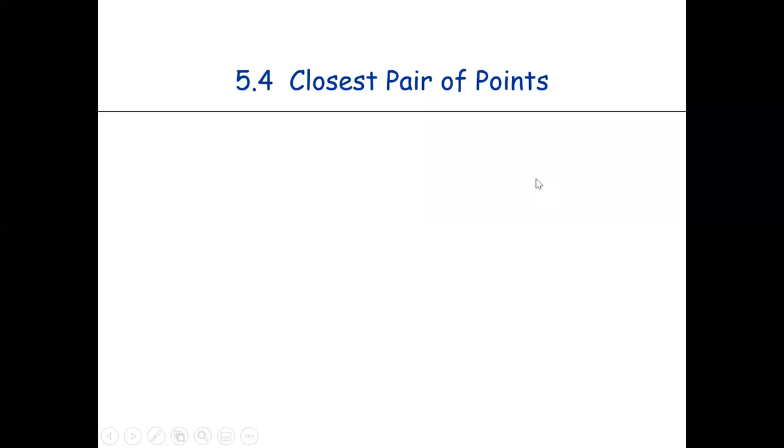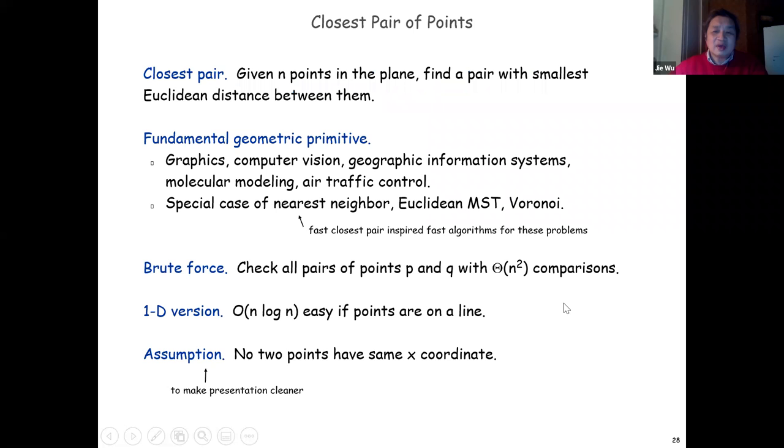Now let's look at a more interesting question, which is very important for many applications, including image processing, computer vision, graphics, and geographic information. You are given n points in a 2D space, and you want to find the pair of points with the smallest Euclidean distance between them. An easy solution is to compare each point with the other n minus 1 points, a pairwise comparison, which is n squared.